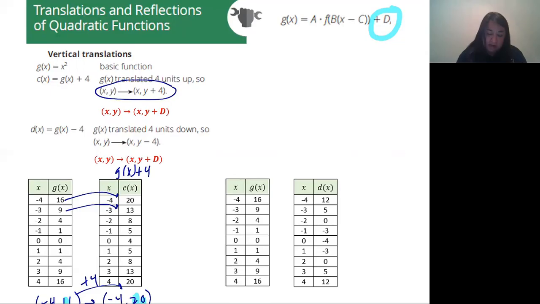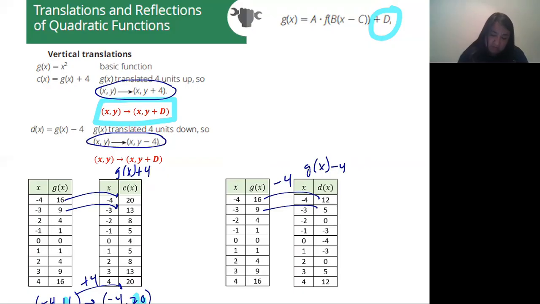X stayed the same, we're adding 4, and really what that means is that we're just adding the d value, whatever that is, to y, whether it's positive or negative. So that would hold up here when we have g of x minus 4. If you notice, my y values are all decreasing by 4. So that produced this coordinate rule, and this holds up. When we add d, if d is negative 4, we're subtracting 4 from y.